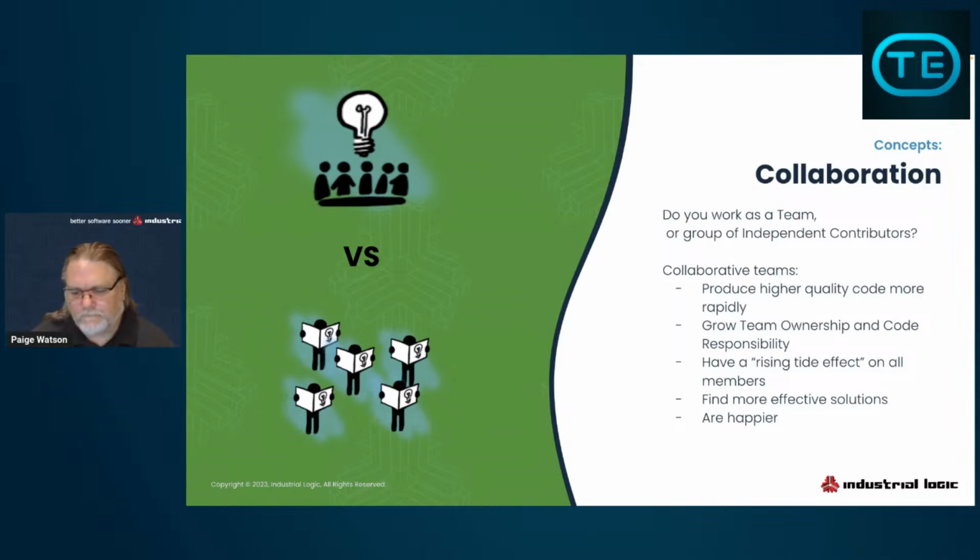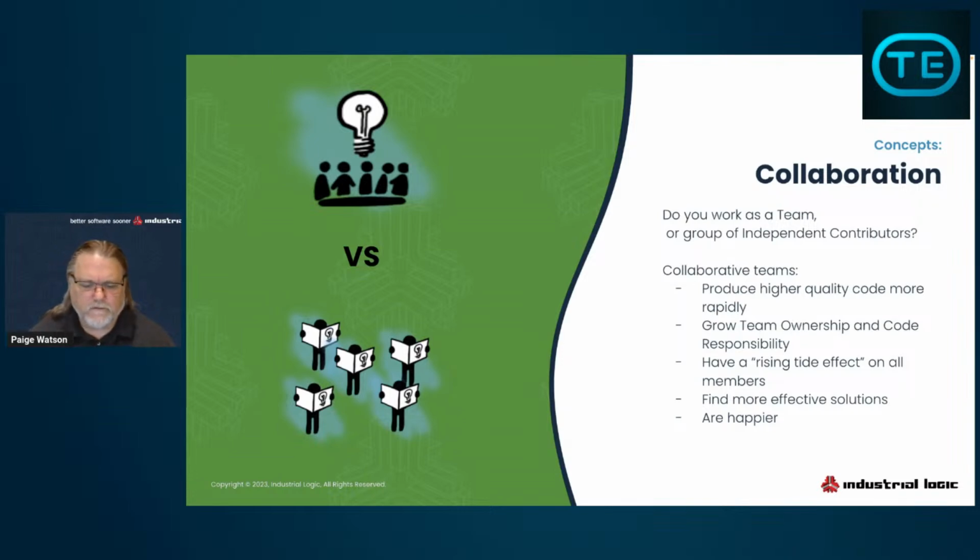When we collaborate, we grow team ownership and code responsibility. And what does this mean? It means that this code that is written is no longer mine. It's not my code. It's our code. We all wrote it together. We all got to the point that we believed it was the most acceptable, the best, the appropriate code for the problem. We all committed it. We wrote it together. We have an ownership over it.